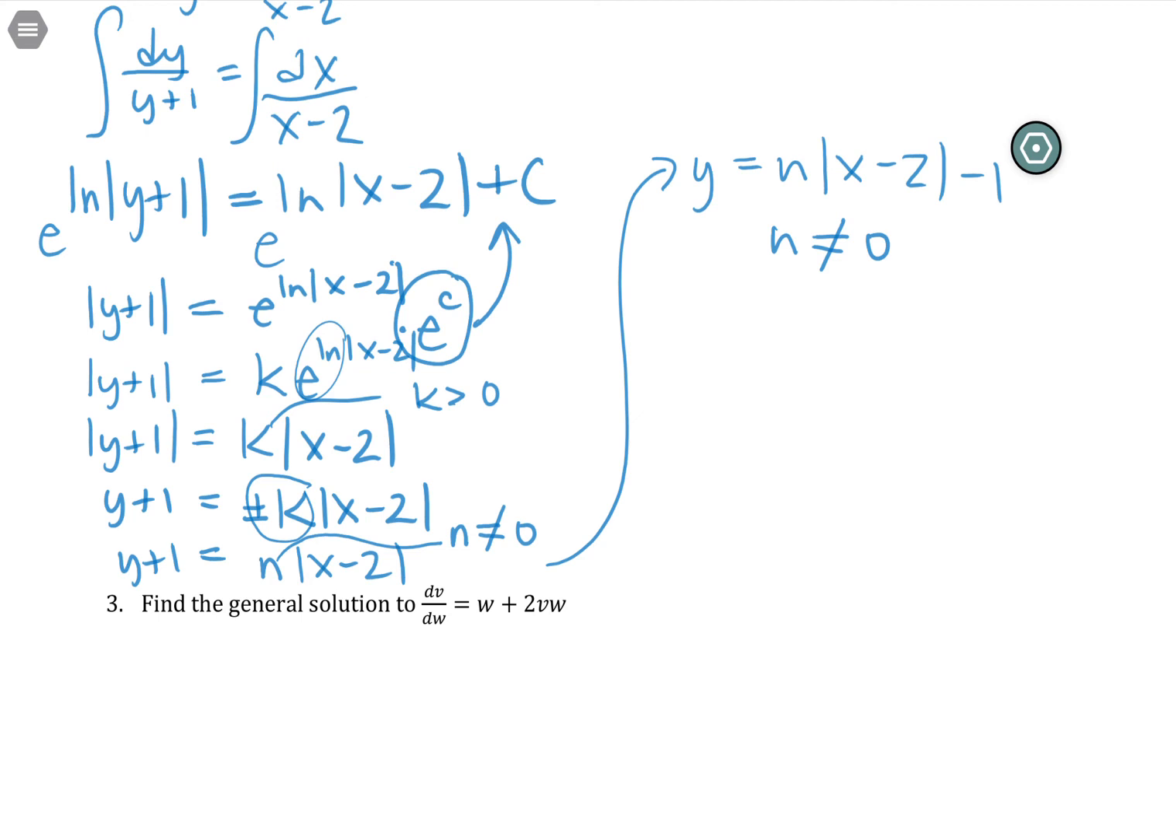So if you look back at the slope field for this one, you should see those V shapes fit really nicely. So these are all going to be absolute value graphs, V's. And they're all going to have a corner at (2, -1). And then the n will determine whether the V opens up or down and how steep or flat it is. So that's what we're getting on that one.